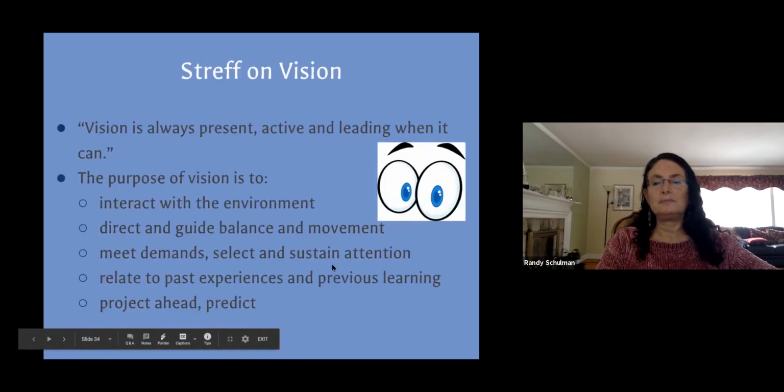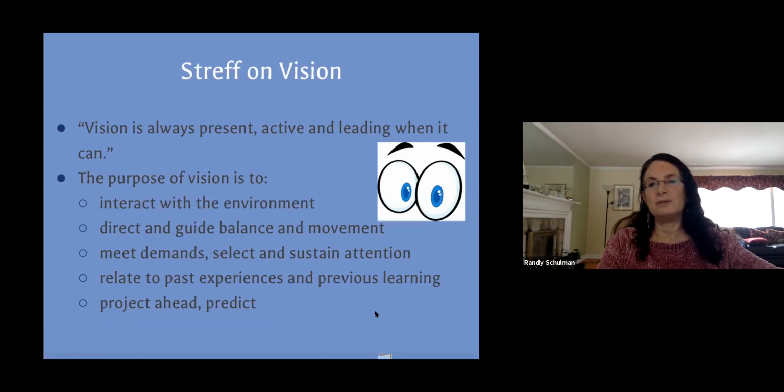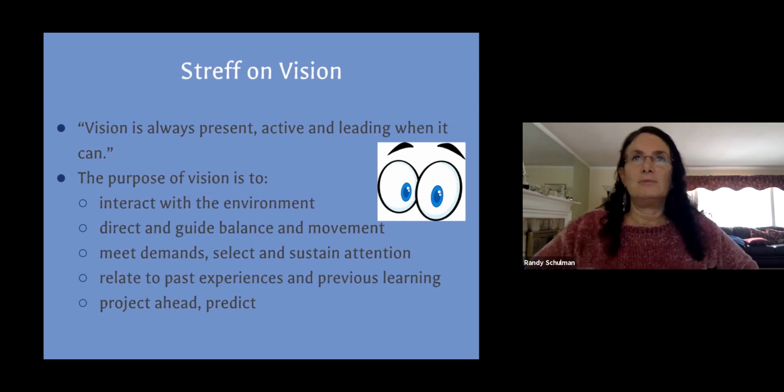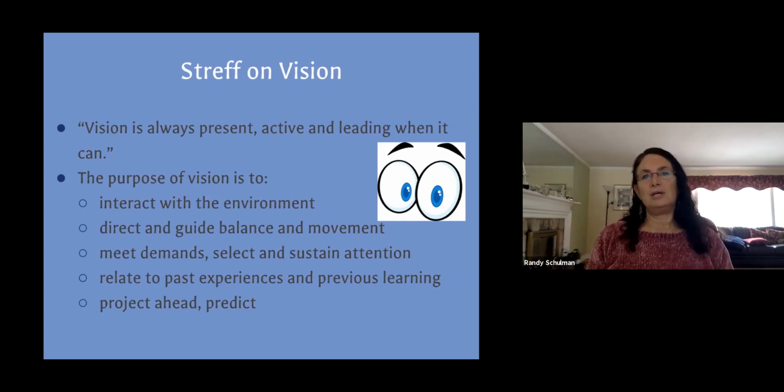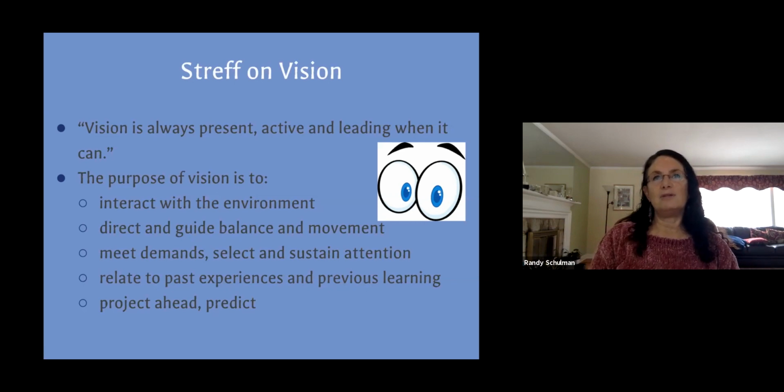John Streff also talked quite a bit about what vision is for. And vision is always present, active, and leading when it can. So we think about that, you know, the patients that we see that are challenged in terms of development often are not utilizing vision the way they should. You know, they're looking away when they're reaching. And really, vision is how we engage with the environment. You might have heard 80% of learning comes through that visual system. I think, yes, it does.